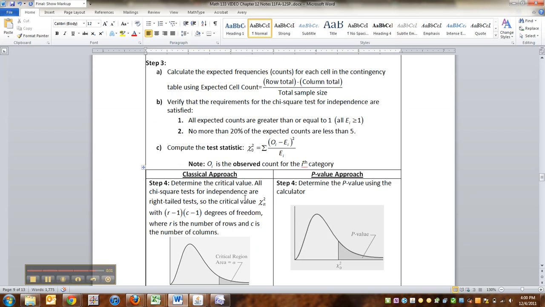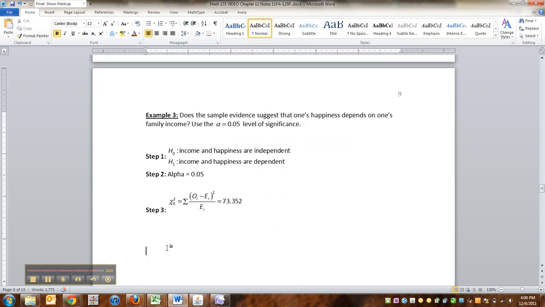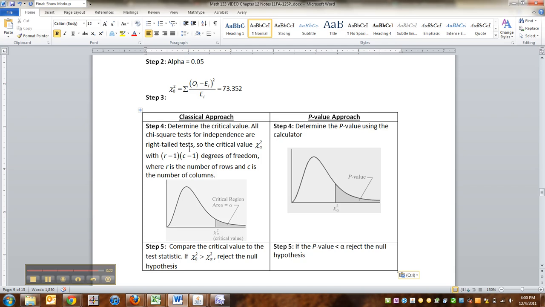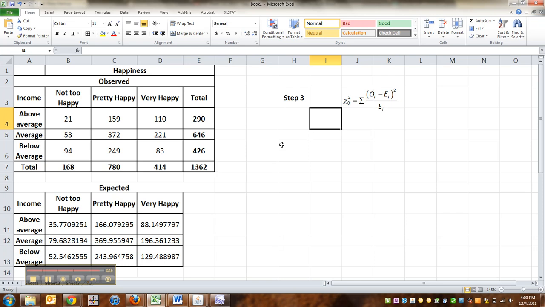All right, next I'm going to need step 4, but I'm going to do it both ways because that's just how I am. So I'm going to find both the classical and the p-value way. The classical way is kind of interesting because you're going to need to find your degrees of freedom first. So let's go back here and look. Your degrees of freedom is equal to the number of rows you have minus 1 times the number of columns you have. If you look, you have 3 rows and 3 columns. So it's going to be 3 minus 1 times 3 minus 1.